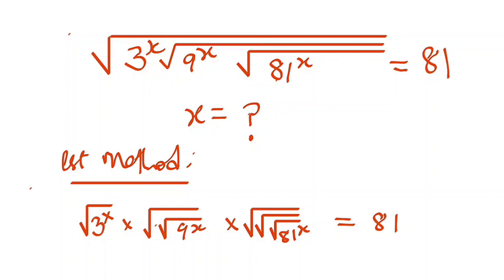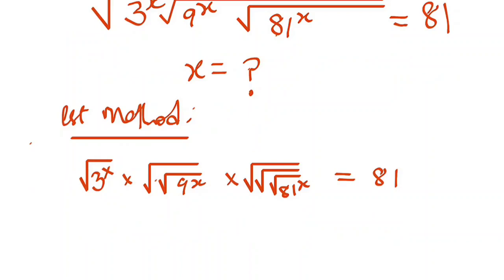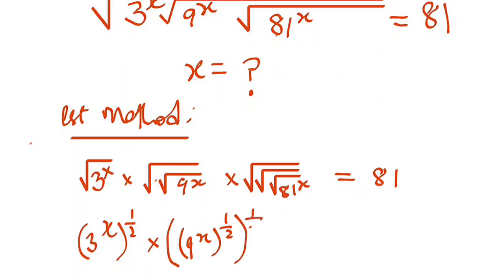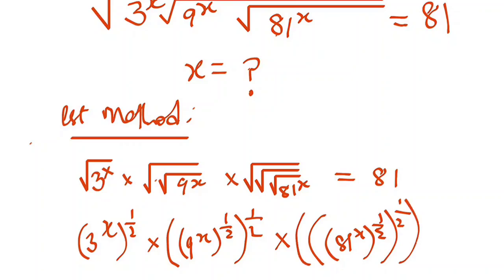Are you following? So from there, we can change the square root to a half. We're going to have 3 to the power of x raised to the power of 1 over 2, times 9 to the power of x raised to the power of 1 over 2, and also for the last one, 81 to the power of x raised to the power of 1 over 2, and lastly 1 over 2, which equals 81.